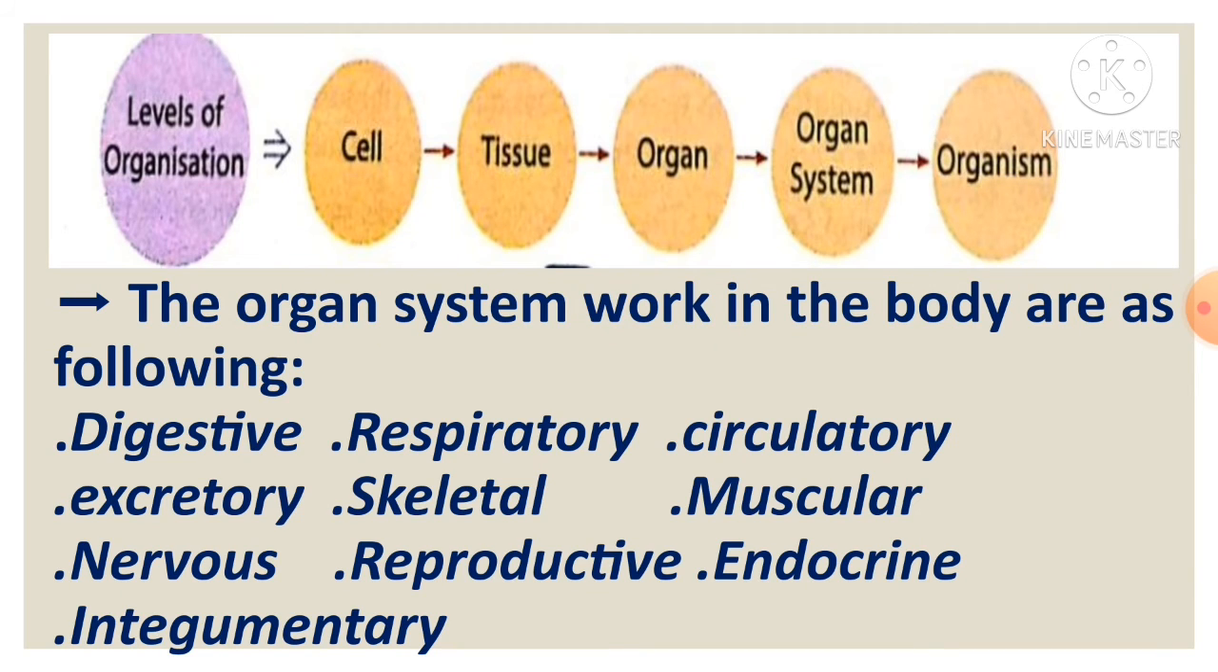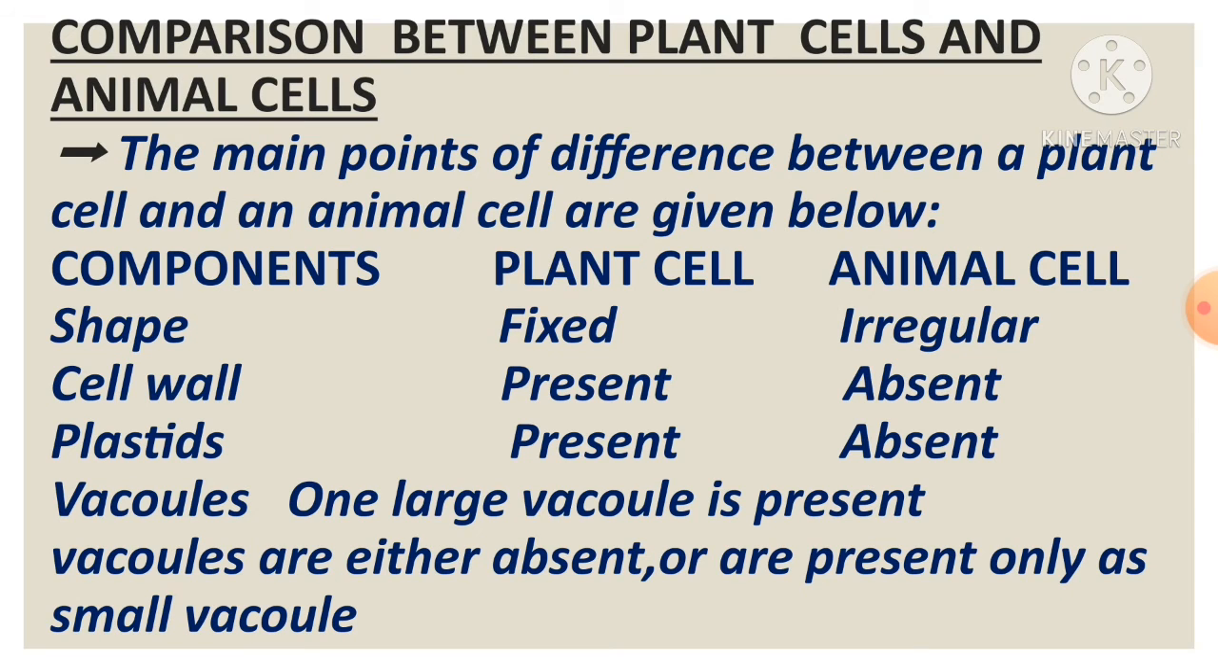The organ systems in the body are as follows: digestive system, respiratory system, circulatory system, excretory system, skeletal system, muscular system, nervous system, reproductive system, endocrine system, integumentary system.